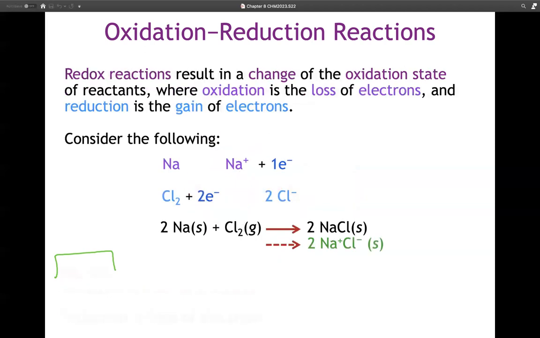Okay, so how can we identify if something lost or gained an electron? Well, we write what we call half reactions, okay? Oxidation is the loss of electrons. Reduction is the gain of electrons.